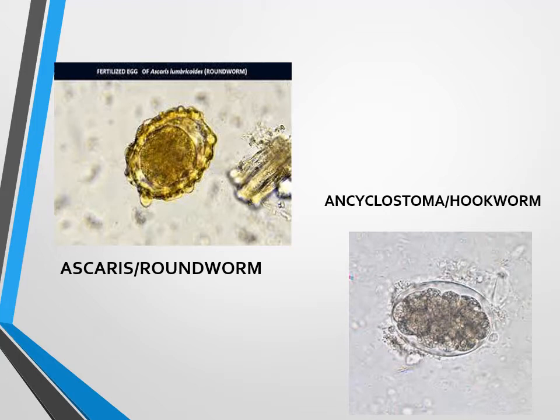The main difference is that the Ascaris or roundworm egg is bile stained, whereas the hookworm egg is non-bile stained. Second, you can easily see the segmented blastomeres in the hookworm. Third, the Ascaris egg has rugosities on the outer side, that is the albuminous coat. By this you can easily differentiate between the two eggs.